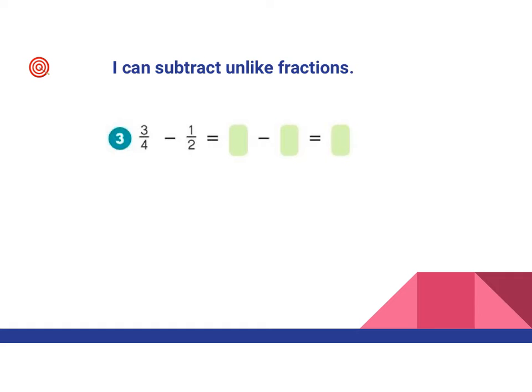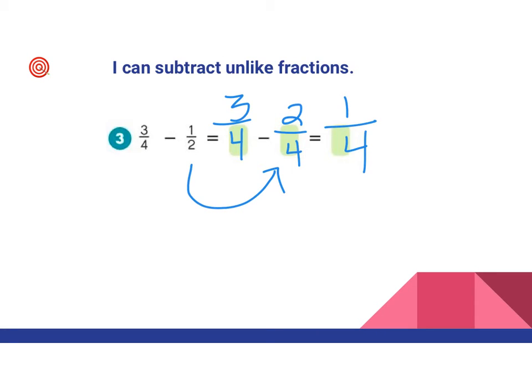You give it a go now. 3/4 minus 1/2 is your problem. Pause and solve, and then come back and check. 3/4 minus 2/4. Did you find an equivalent fraction for 1/2 so that we could have like fractions with fourths? 3/4 minus 2/4 equals 1/4. How'd you do?